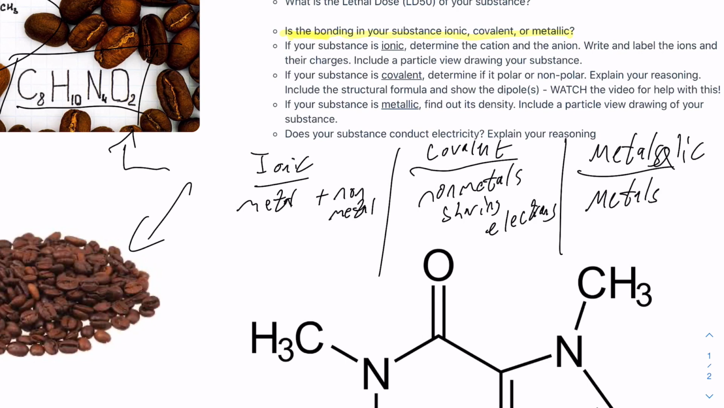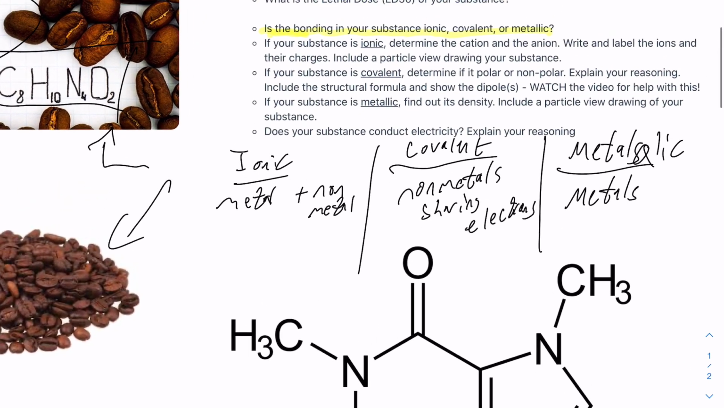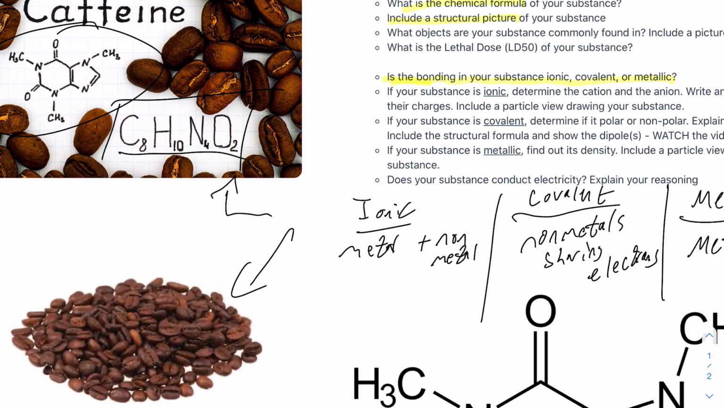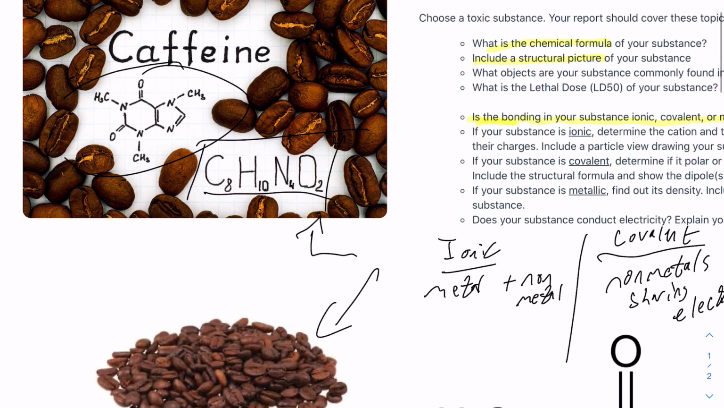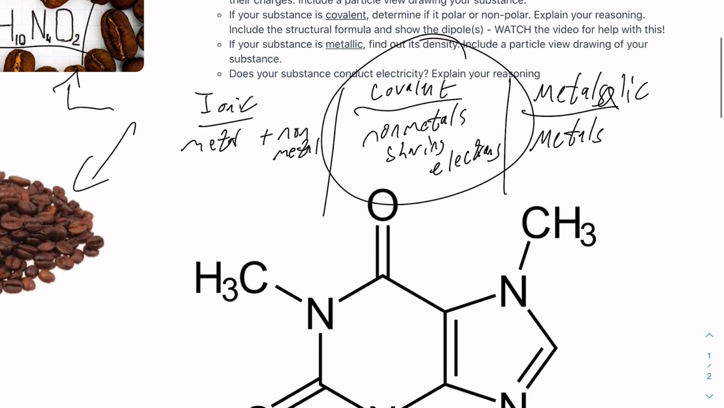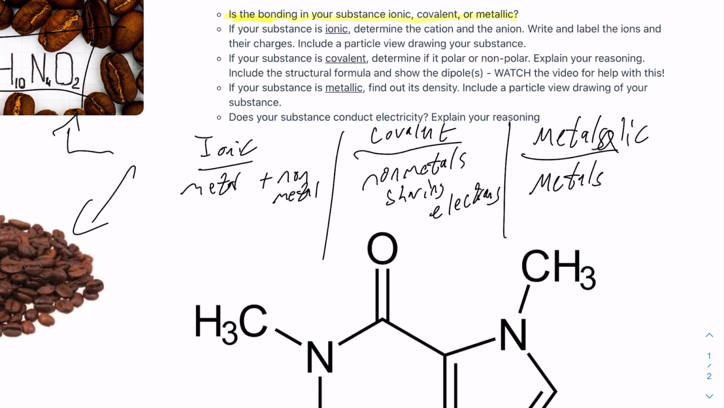So you have to look at the structural formula of your substance and determine is it ionic, covalent, or metallic. Caffeine, for instance, if we look at the structural formula or the chemical formula, we can see that all of these are non-metals. So this has to be a covalent bond or covalent molecule. So that means I'm just going to, of the three we see here, 1, 2, 3, I just have to do this one, right? Because the other one's ionic and the third one down is metallic.